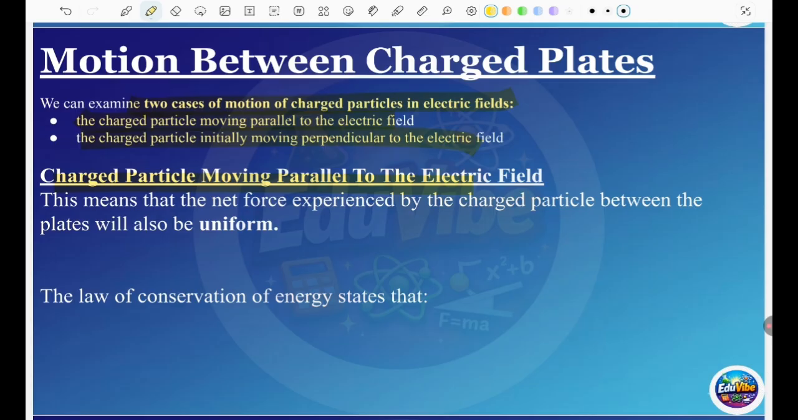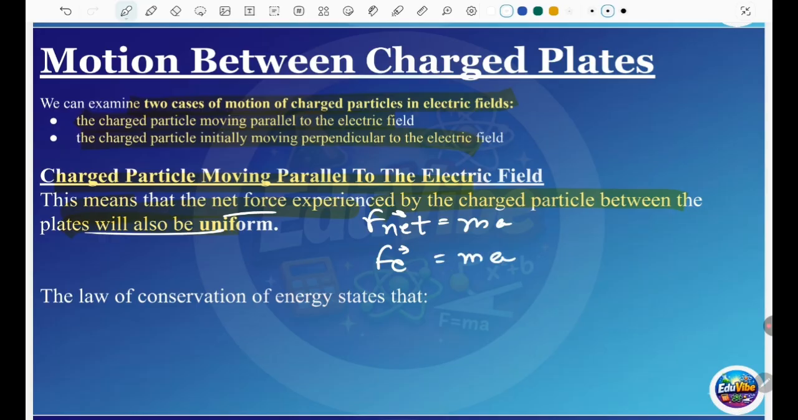Now we involve the electric field in this again. This means that the net force experienced by the charged particle between the plates will also be uniform. When you do the net force, you know this is Ma. So this means that Fe, the electric force, is equal to Ma. Fe has this formula, which is already on your data sheet, and this is equal to Ma. We use that condition in these cases when we do these questions: Fe is equal to F net.